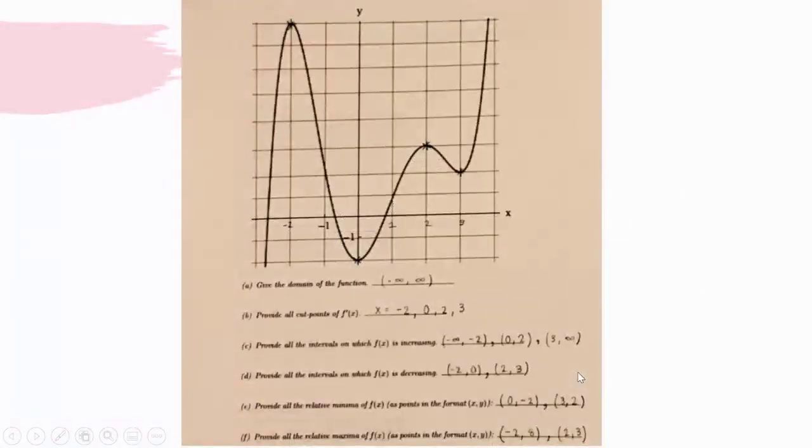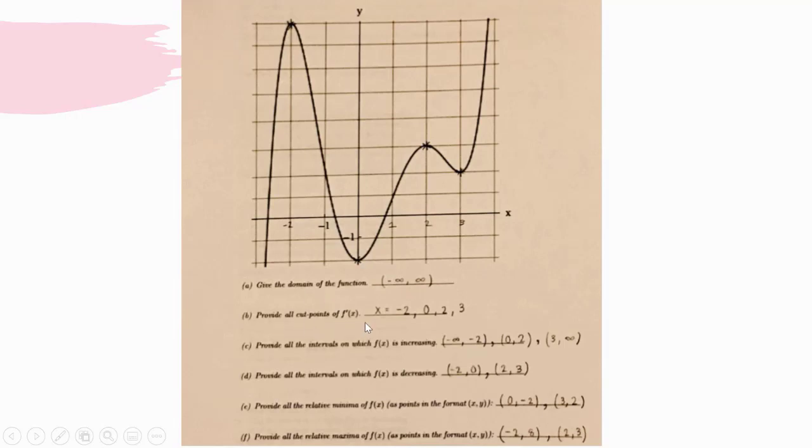So let's move on to this graph and see. The first thing it asks for is the domain of the function. So the domain of the function is -infinity to +infinity. You see the graph just keeps on continuing on both sides. So it is a continuous function, and it never stops. So it's from -infinity to +infinity.